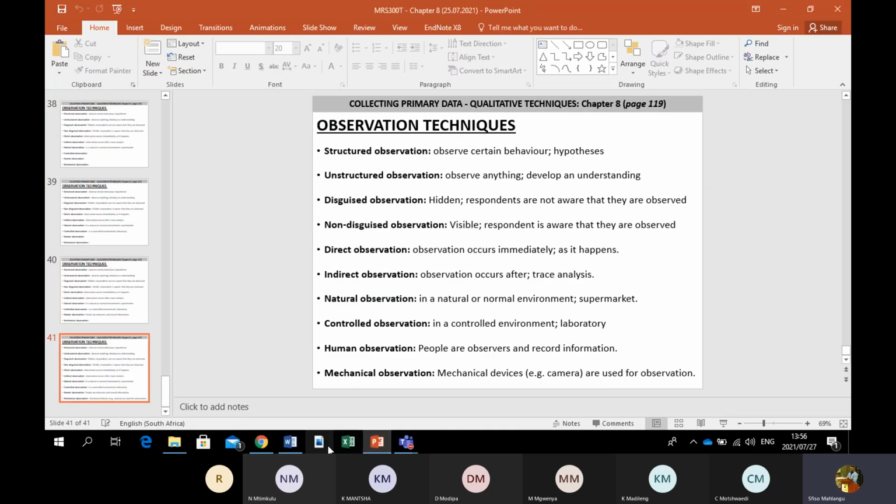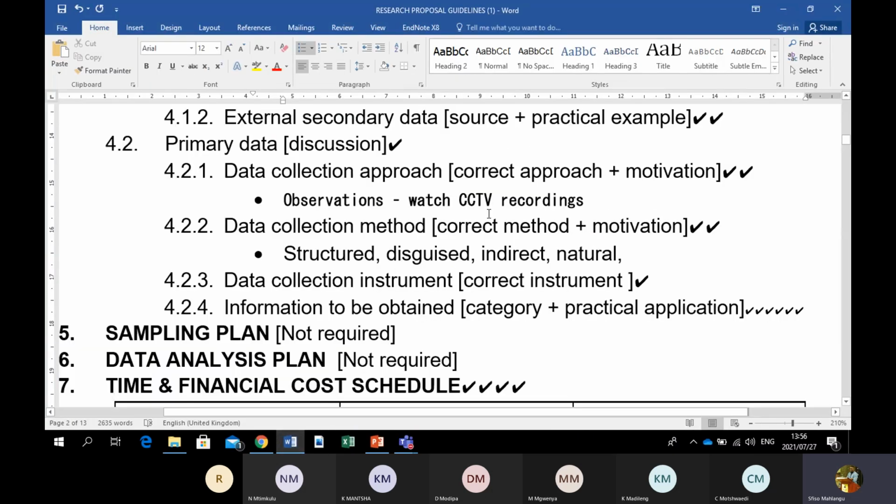If you look at our practical example here, we said we're going to watch CCTV recordings. So this is a mechanical device, because that was a CCTV that was recording there. It was not a person looking at the behavior of the respondents. And then you can indicate these are the observations that we're going to conduct.